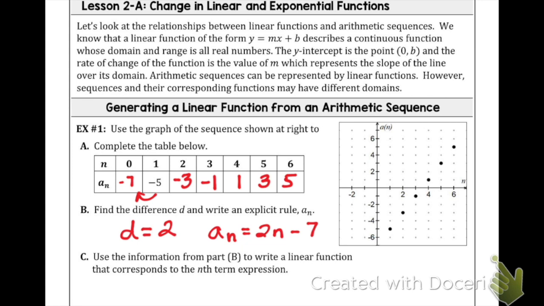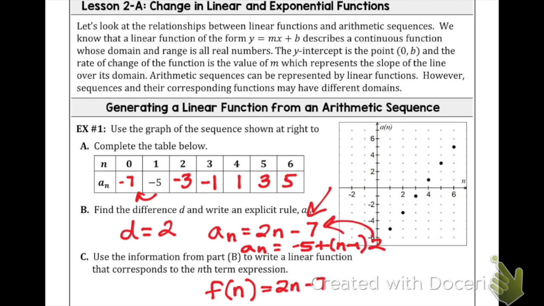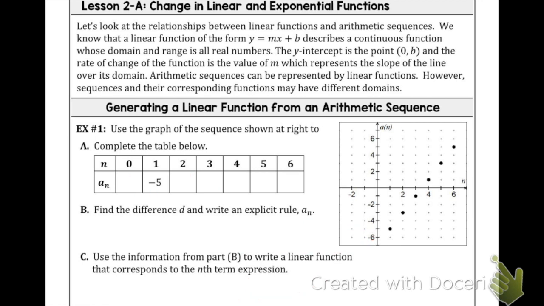Use this information from part B to write a linear function. So now we're just going to turn that into a function in terms of n. So f of n is equal to 2n minus 7. I could have instead worked with the first term, right? And I could have done a sub n is equal to -5 plus (n minus 1) times my common difference, which is 2, which then would simplify to the one with the a naught, right? Okay, moving on.